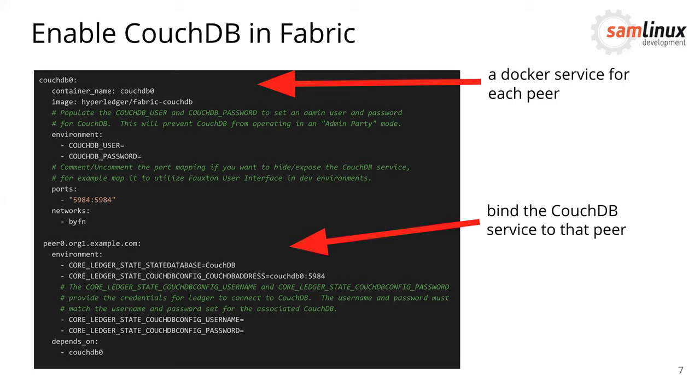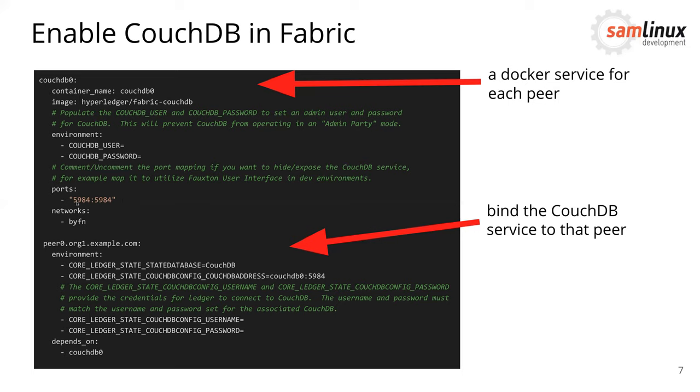And to connect both together, Fabric has two environment variables, namely core ledger state database, which must be set to CouchDB. And then the CouchDB config CouchDB address environment variable must point to the service name, couchdb0, and the corresponding port. And when you have peer 1, 2, 3, and so on, then you also have to increase the port number, and we have to change it here too. And when you set a CouchDB user and password, then you also have to give the CouchDB user and password name here. And yeah, that's it.